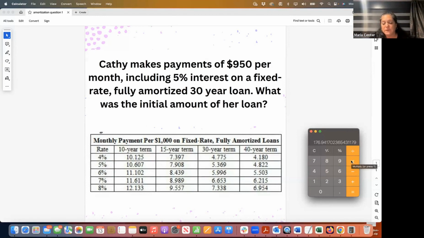So we do that number and we say, okay, every time she pays that $5.369, that's going toward another $1,000 that she borrowed. So if we take this number times $1,000, we get her loan amount, which is $176,941.70. Boom. There we go.